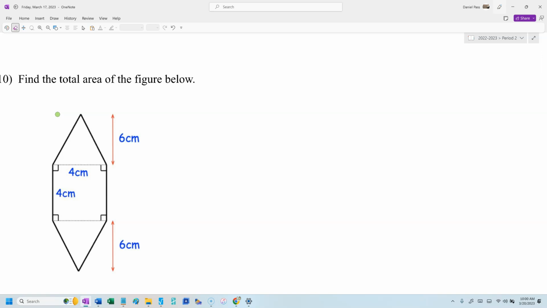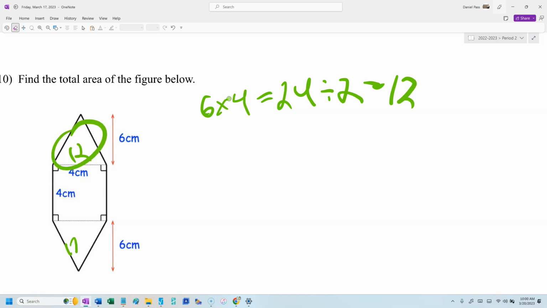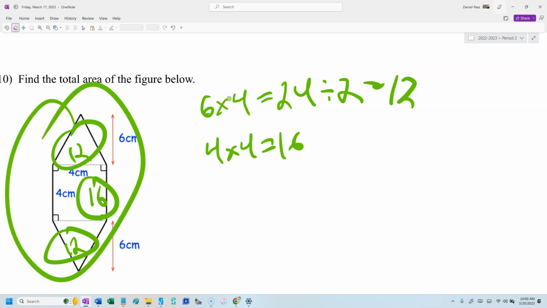You think you can do 10? Okay, how do we do it? You have to do 6 times 4 to get 24 for the triangle, and then divide it by 2 because it's a triangle to get 12. Both of the triangles are 12. And then for the square, 4 times 4 to get 16. And then add all of them up to get 40. We add these three up, we get 40 centimeters squared.